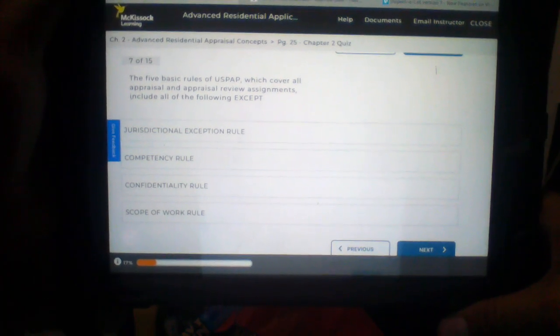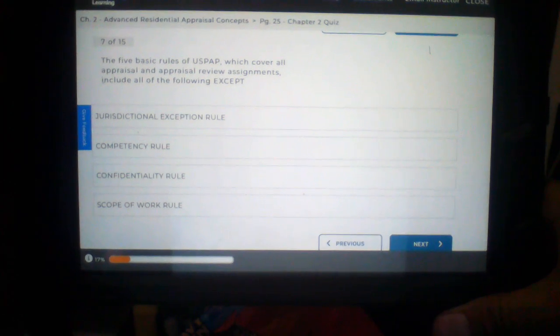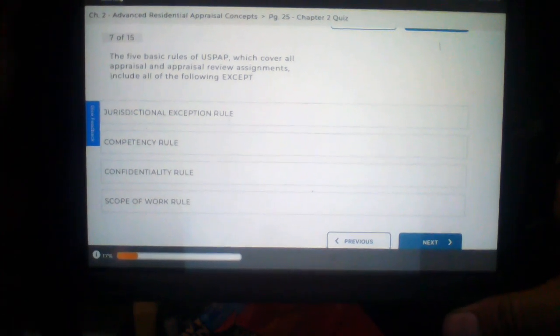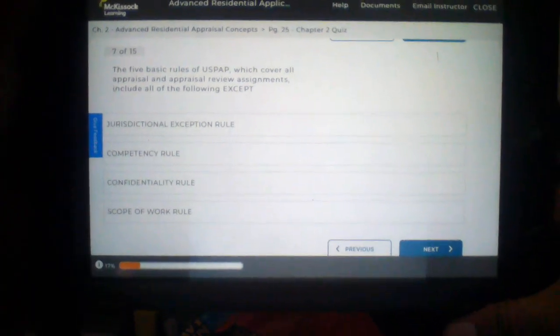Number 7, the 5 basic rules of USPAP, which cover all appraisal and appraisal review assignments, include all the following except A, jurisdictional exemption rule, B, competency rule, C, confidentiality rule, or D, scope of work rule. Okay, now this one's going to be a challenge.